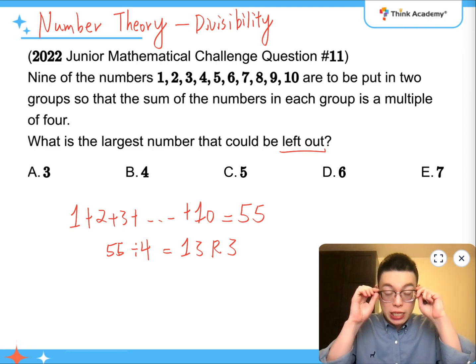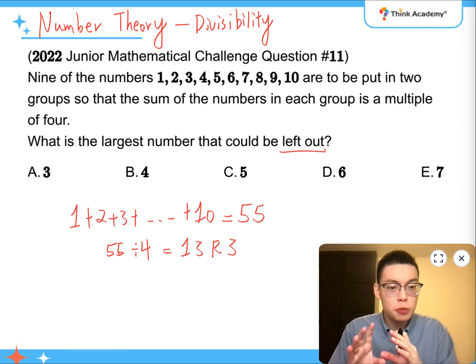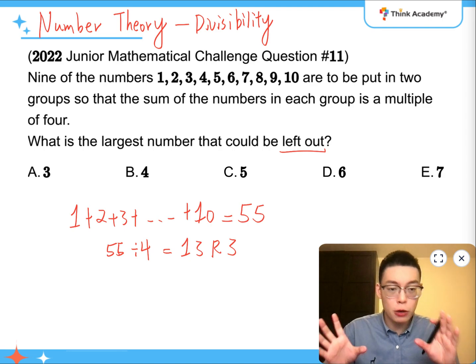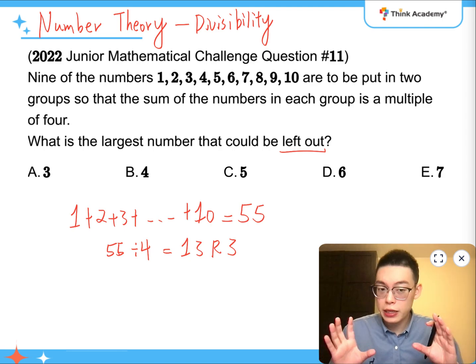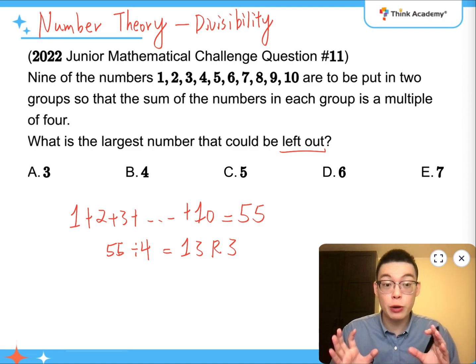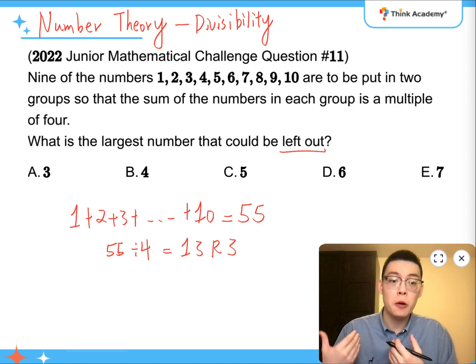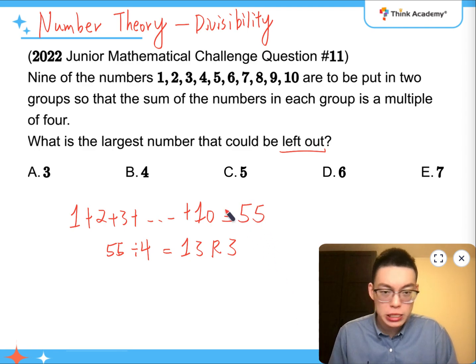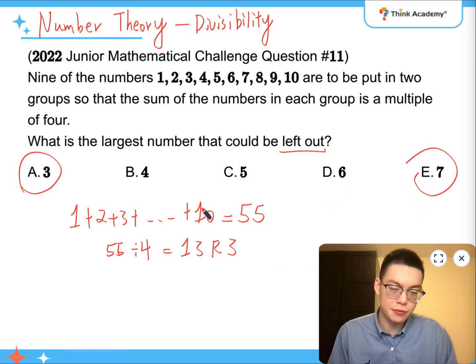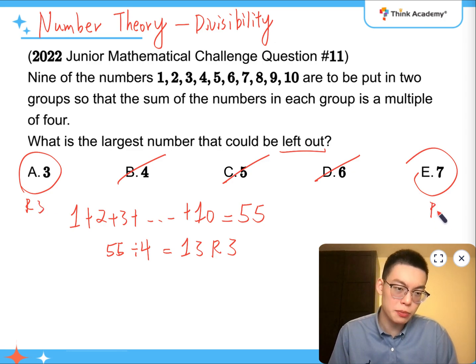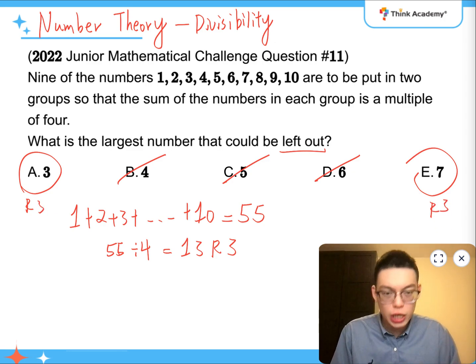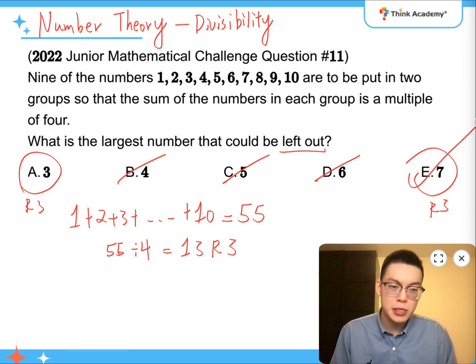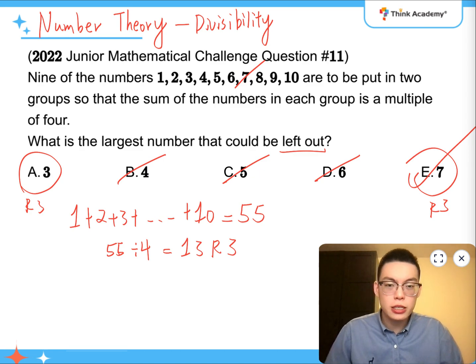right? Which means that if I'm using 9 of the numbers to put it into 2 groups and each of them are multiples of 4, I need to leave the number which is having a remainder of 3 when divided by 4 behind. Which means that the 2 numbers that can be left out are either 3 or 7. Because both of them has a remainder of 3 when divided by 4. And the larger one, 7. So 7's the answer.